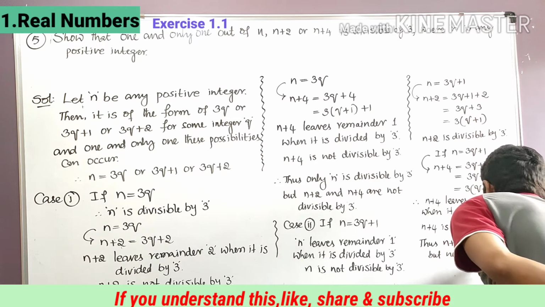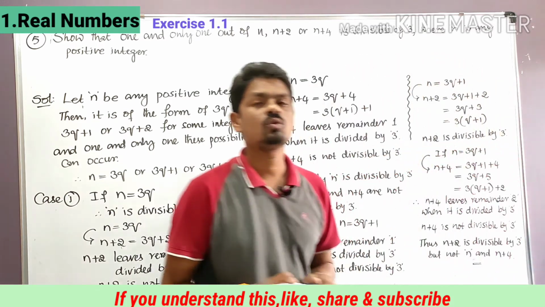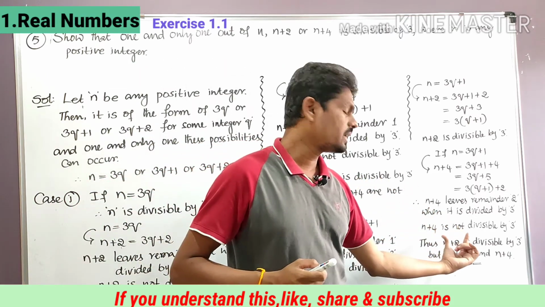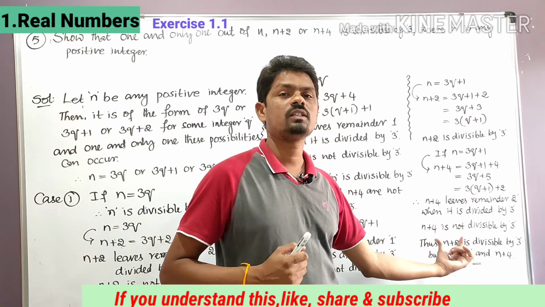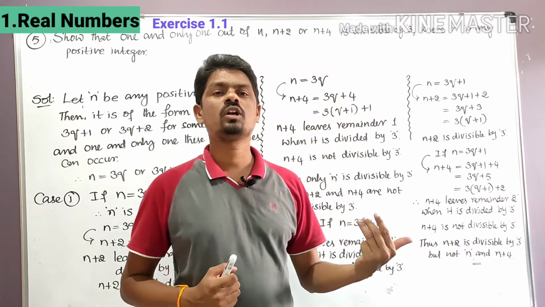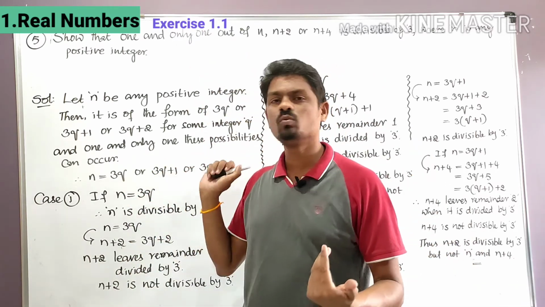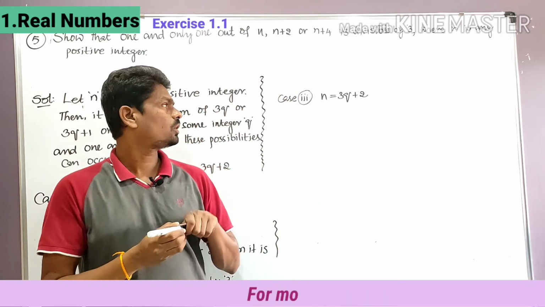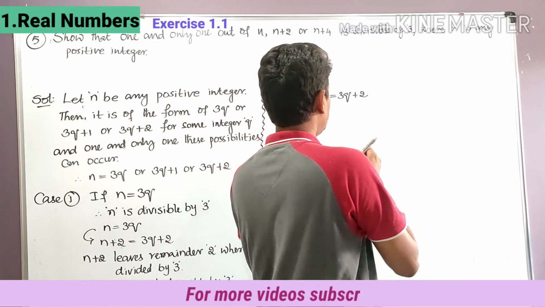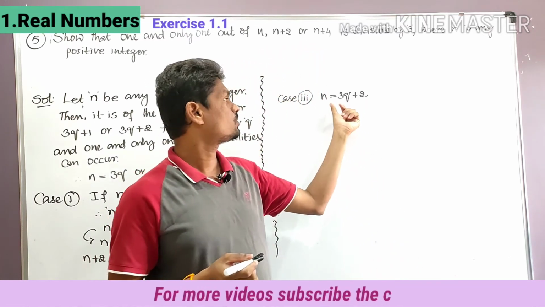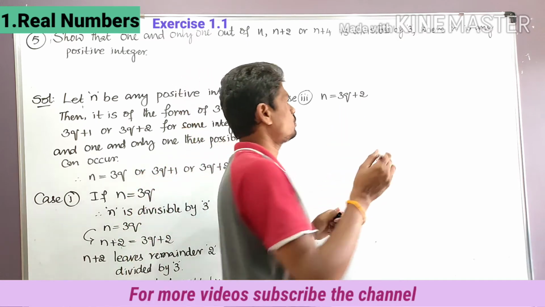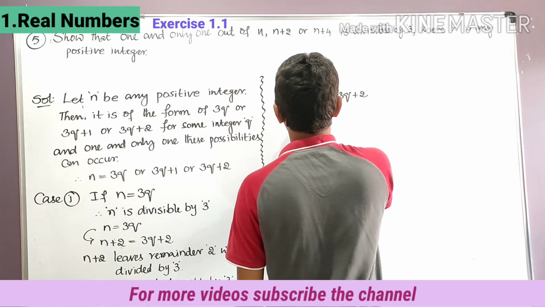So student, in the first case only n is divisible by 3 but not n plus 2 and n plus 4. But in the second case only n plus 2 is divisible by 3 but not n and n plus 4. Again we have to check the third case, student, by taking n is equal to 3q plus 2. If n is equal to 3q plus 2, n leaves remainder 2 when it is divided by 3.